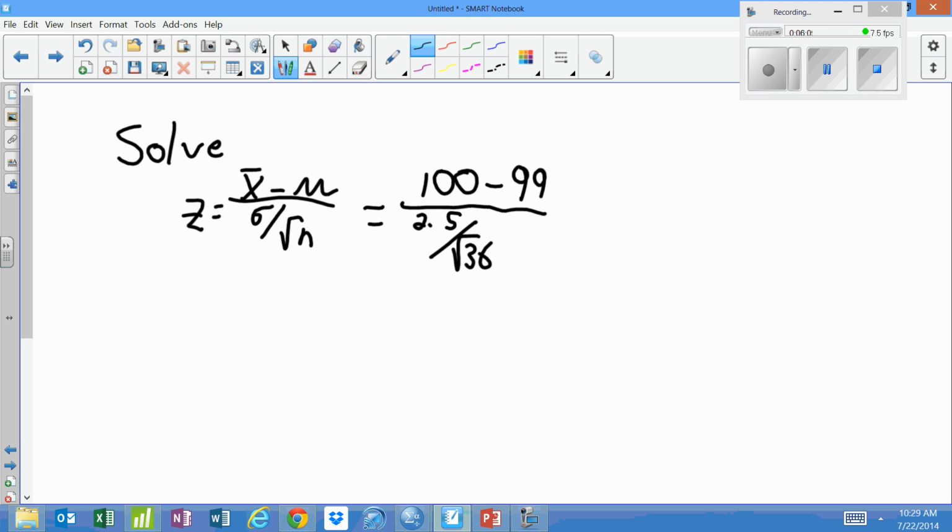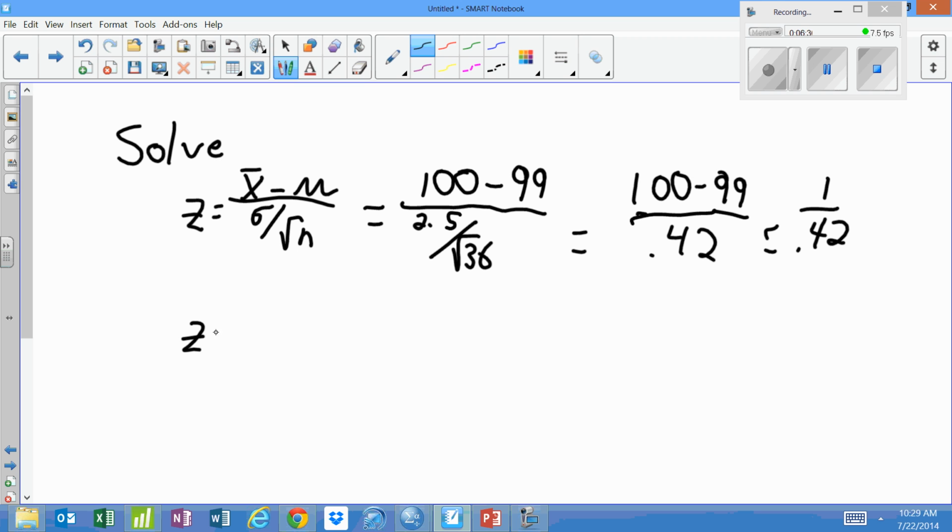So if you do the 2.5 divided by the square root of 36, you will get 0.42. So you'd have 100 minus 99 divided by 0.42, which is 1 over 0.42, which gives you a z-score of 2.38. So the z-score of 2.38, we can go ahead and look up in table B1.